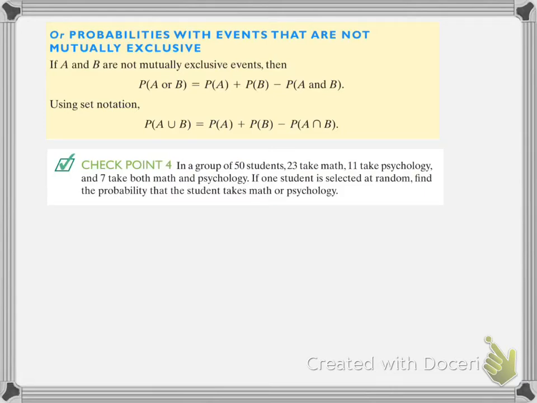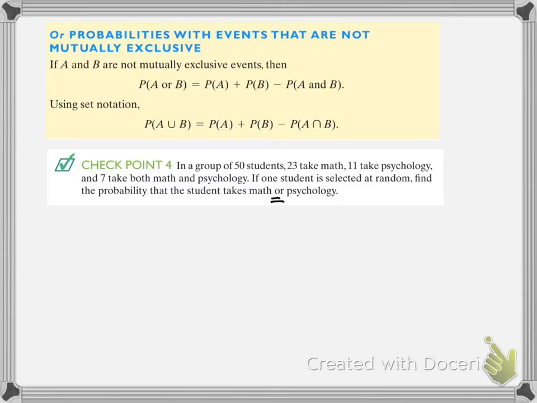In a group of 50 students, 23 take math, 11 take psychology, and 7 take both math and psychology. If one student is selected at random, find the probability the student takes math or psychology. These are not mutually exclusive, because there are some students that take both math and psychology. So I want to find the probability that this would happen.